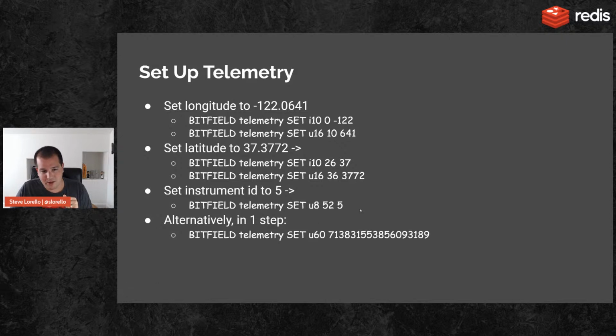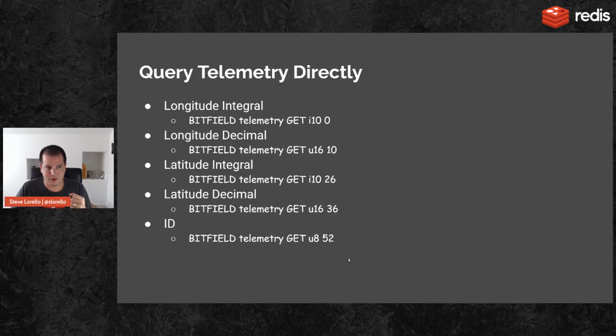And so you can go through and set all of these up in 5 different steps. Or if you want to compute all these bits locally, you can come up with one giant number. So in this case, we have U60 of this enormous number right here, and just set it all at once. So both will produce a logically equivalent result.